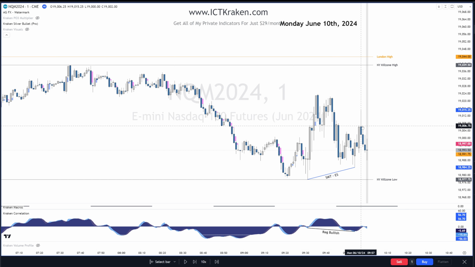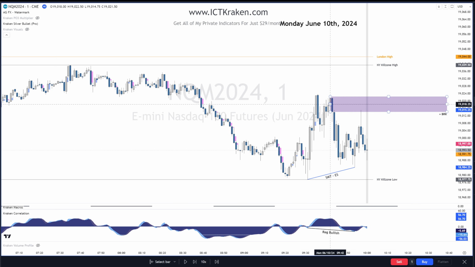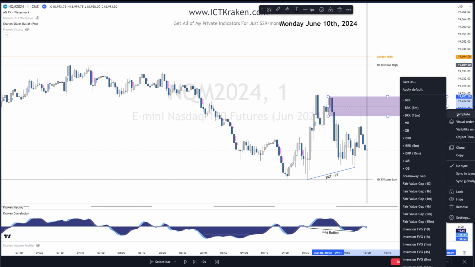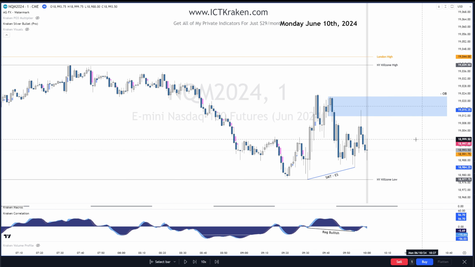I know I probably could get a better entry down here, but let's mark this potential breaker right here, right? It's this candle, these candles. And yeah, you can go to the low, but that's fine. There's your breaker. Okay, now it's not a breaker yet. It's an order block, so let's change it to an order block right now so there's no confusion. That is an order block right now, okay.